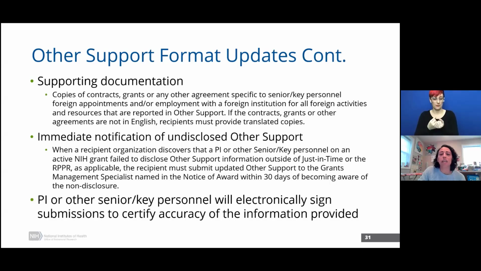We also have the requirement for immediate notification of undisclosed other support. So if after submitting your just-in-time or after submitting your RPPR, your organization becomes aware of something that should have been disclosed, you need to reach out to the grants management specialist named in your notice of award within 30 days of becoming aware of that, so that they can do an updated review of any potential overlap or issues.